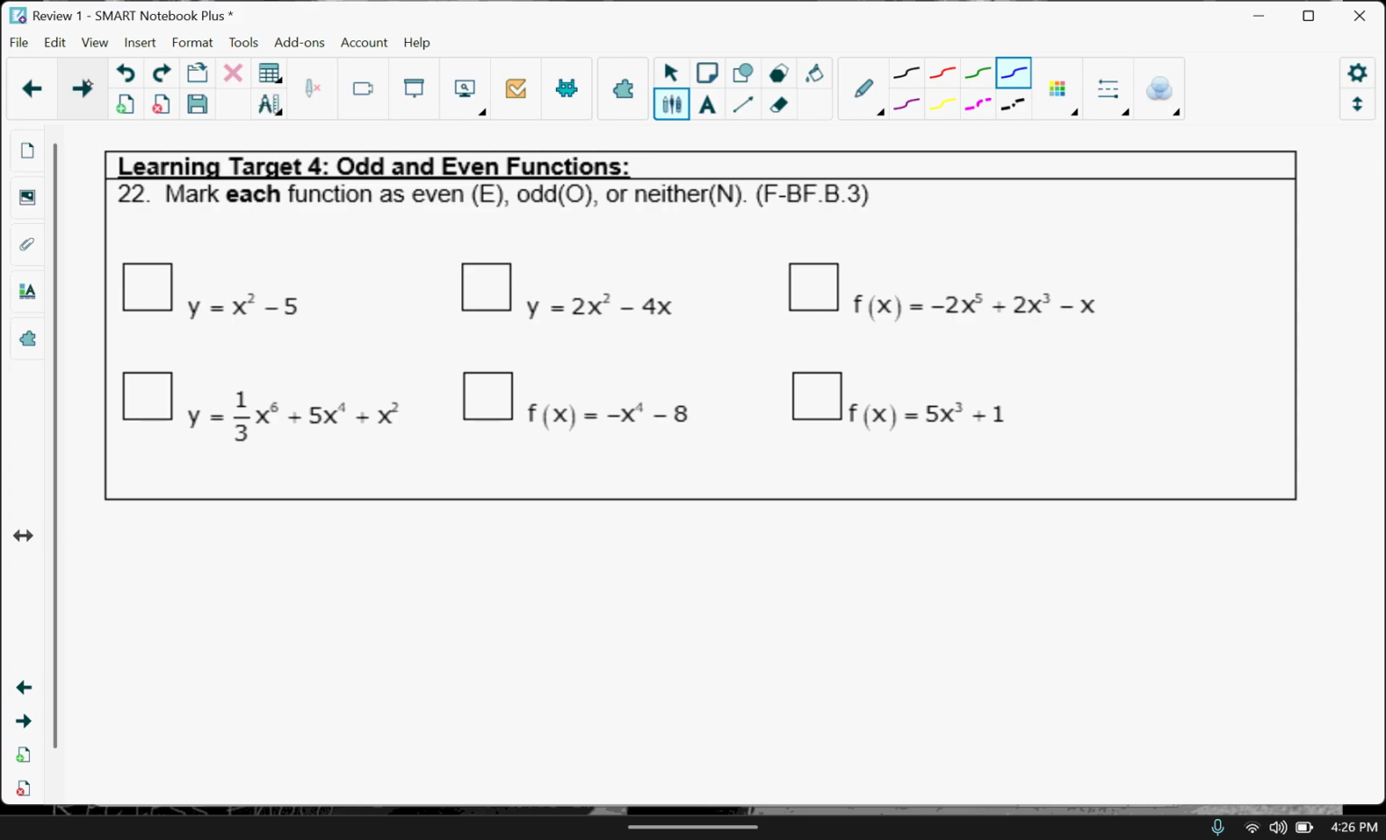Okay, learning target 4 is odd and even functions. It says mark each function as even, odd, or neither. So I want to review with you how to tell if it's even, odd, or neither. So let's say even first. If you're looking at the equations, all exponents are even.